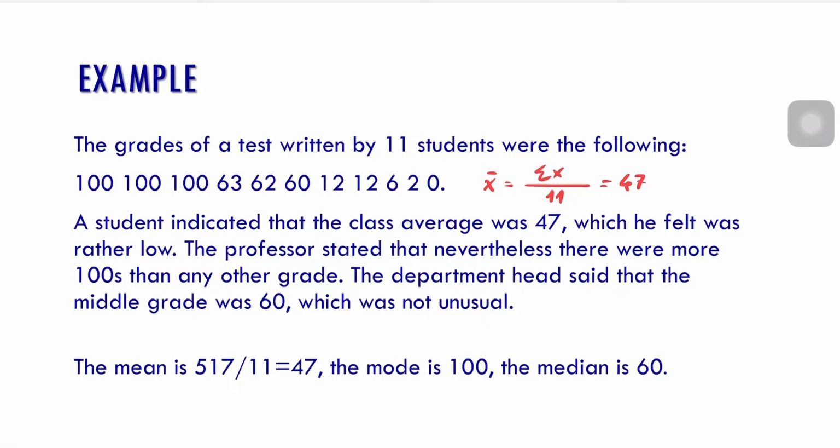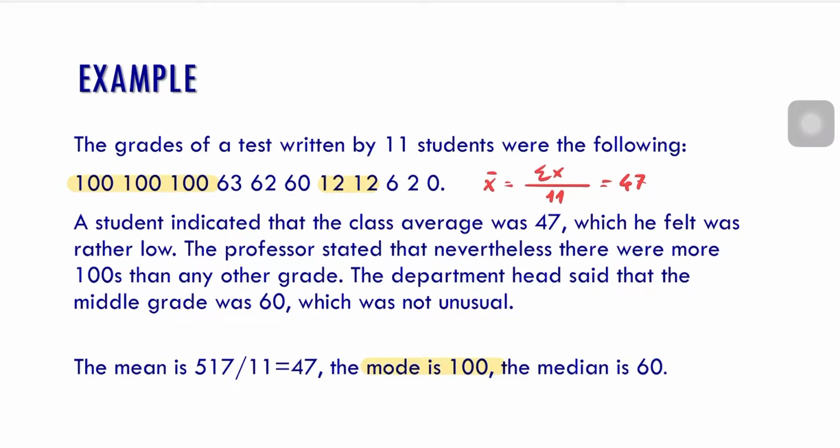And if you see, in this case, the mode is the most frequent value. If you see, the 100 is repeated the most; 12 is 2 times, so we can say the mode is 100.